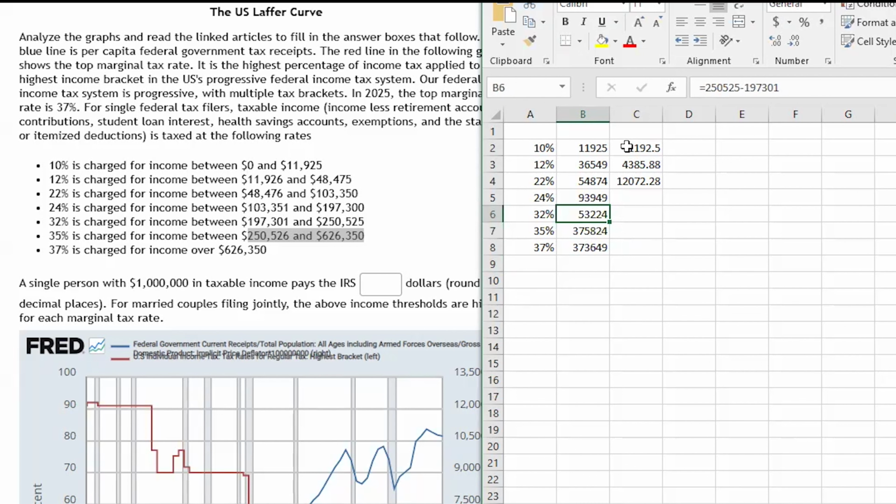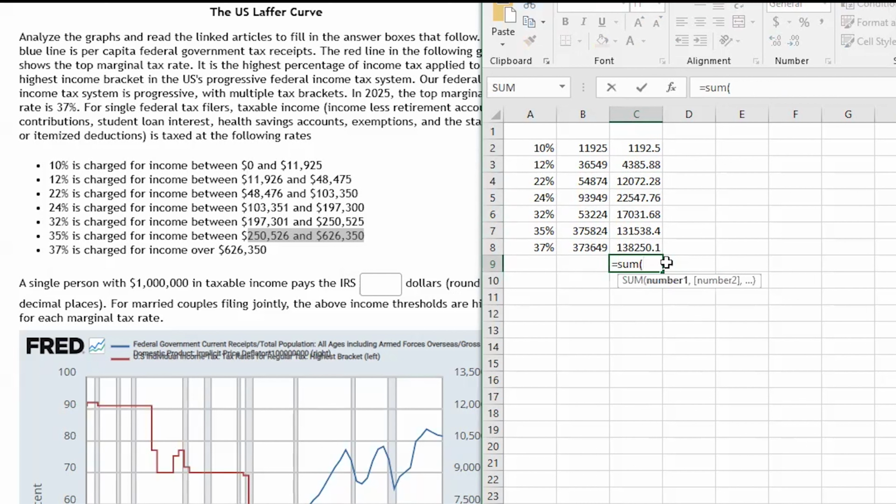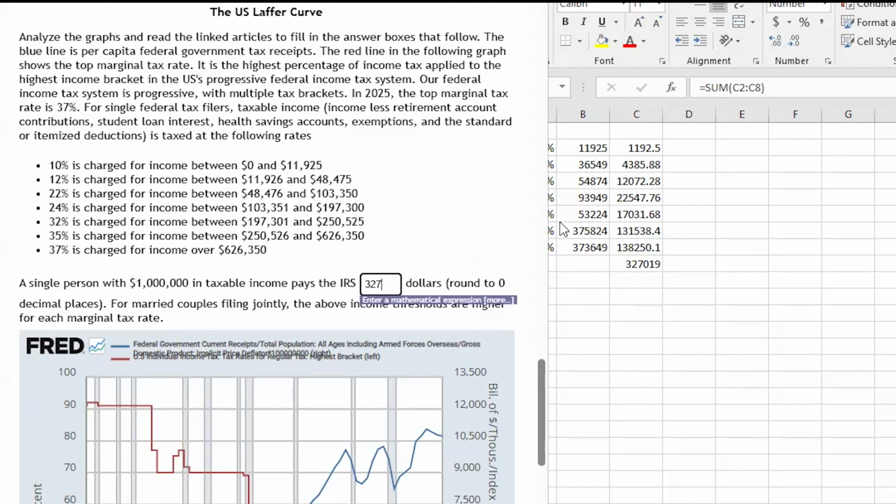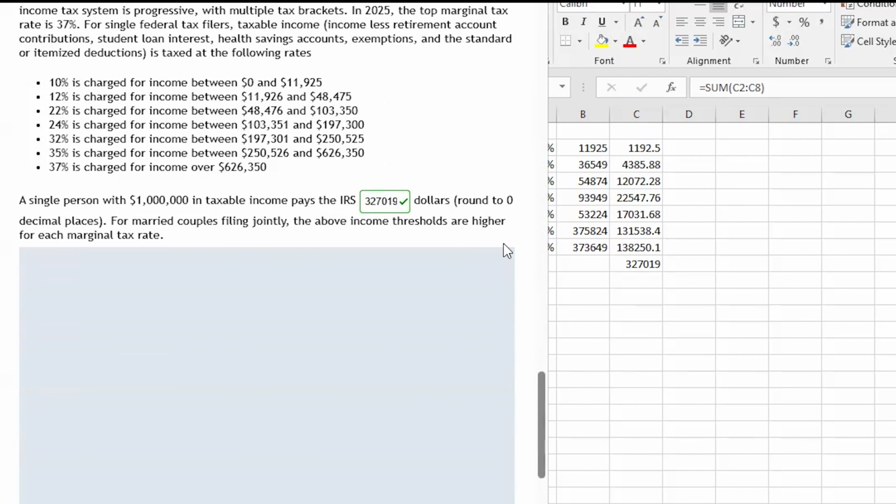And then I'm just going to drag this down. And then all we have to do now is sum. So this is going to be the tax that these people pay. The total tax they pay is $327,018.60. We're going to round that to 0 decimal places. So $327,019 in tax that this person pays. Now, for married couples filing jointly, the above income thresholds are higher at each marginal tax rate.